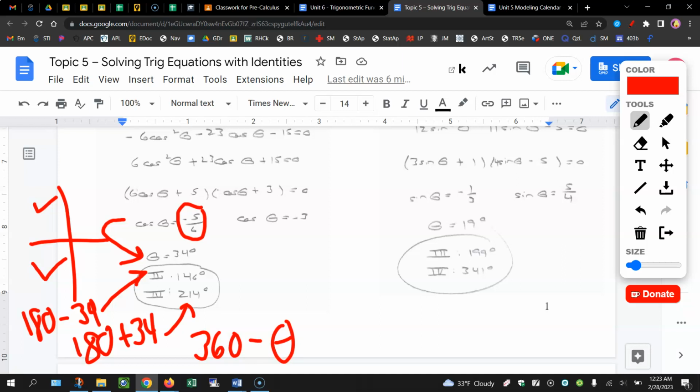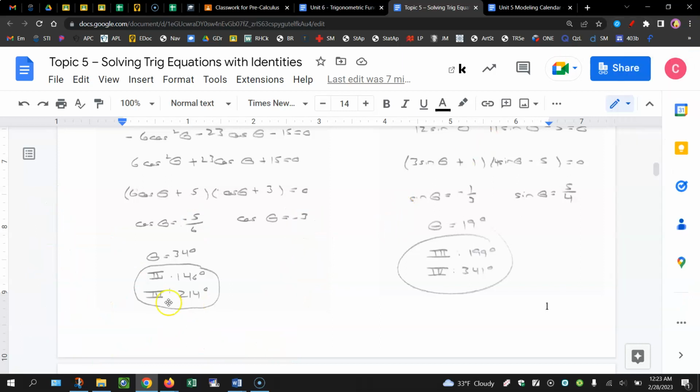All right, cosine theta is negative 3. When you do inverse cosine of 3 in your calculator, you're going to get error domain. Cosine is x. The x values only ever go between negative 1 and positive 1 in the unit circle. That's why this isn't yielding any more solutions. So in this case, the only solutions are going to be those two at 146 and at 214.